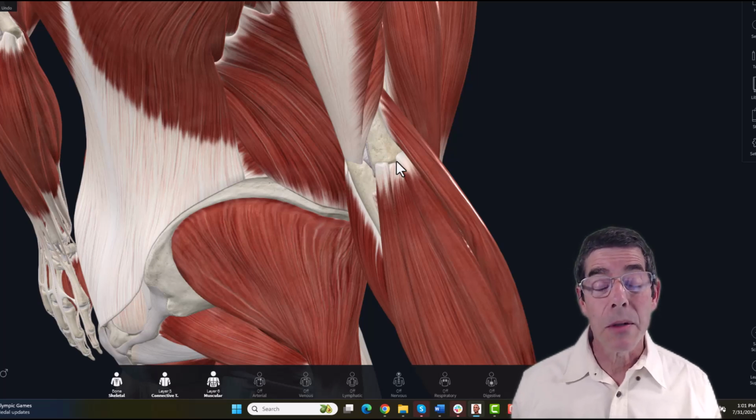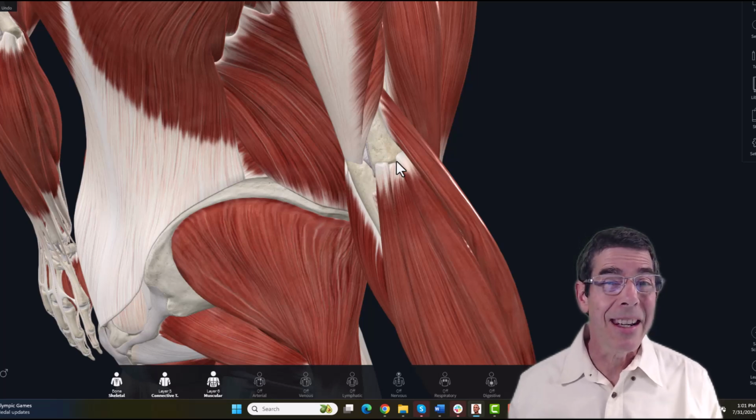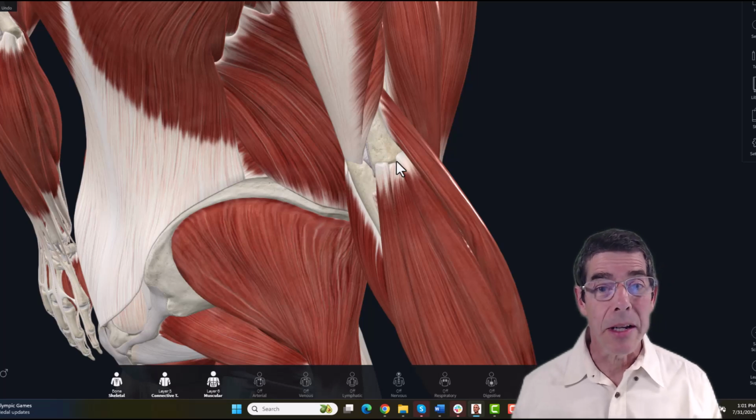But again, most of those complaints are going to be more along the lines of the chronic degenerative process in that collagen structure of the tendon and not necessarily tendon fiber tearing.